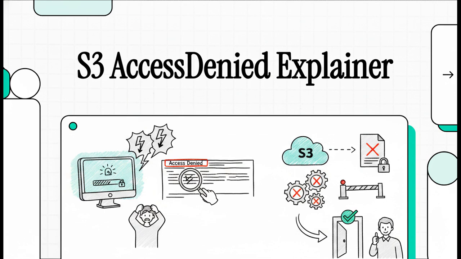Well, welcome to this explainer. Today, we're going to transform that frustration into absolute mastery, because this is your ultimate guide to solving the Amazon S3 access denied error when calling the PutObject operation.